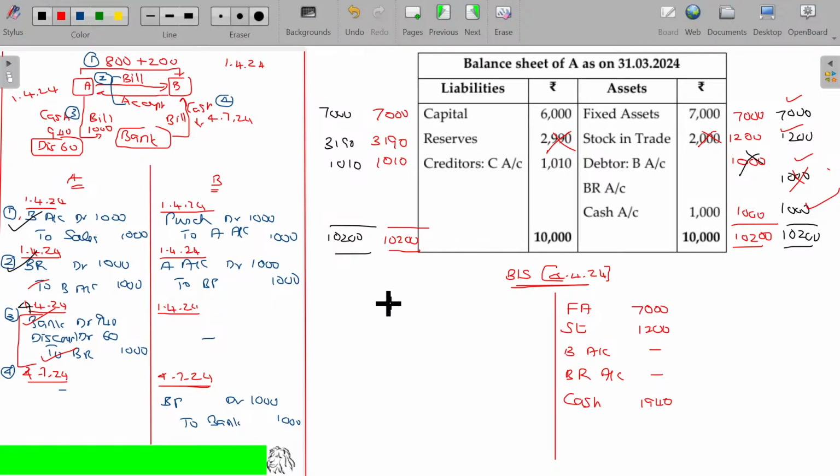And the discount we have, that discount will have the impact where? In the P&L account. In reserves, already we have 3,190 profit. But because of the discount we are losing, it's an expense, which can be adjusted only in 3,190. If I adjust, then 3,130 is the new value for the reserves. That's all. The other things remain the same. Capital is adjusted and creditors remain the same.